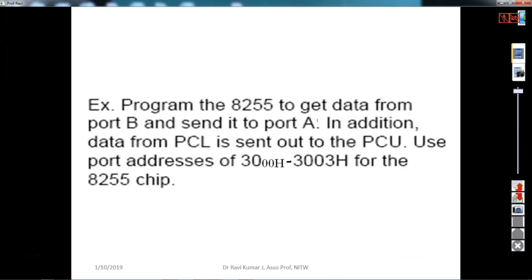Now this is one example. Program the 8255 to get data from port B and send it to port A. In addition, data from port C lower is sent out to port C upper. And use the port addresses 3000H to 3003H for the 8255 chip. This is a good example by which you can understand interfacing of the 8255 to connect your IO devices.